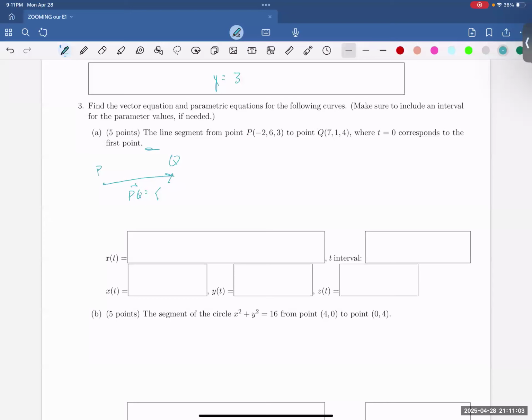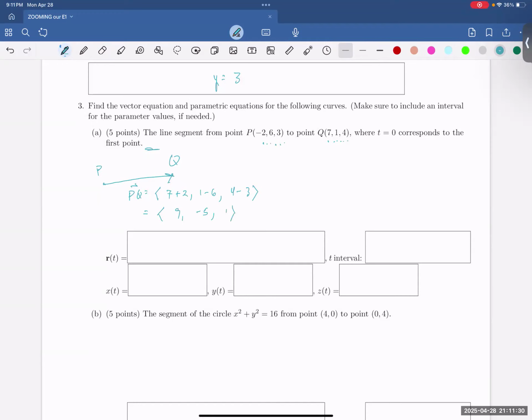Okay, so 7 minus -2, that's 7 is going to be +2. 1 minus 6, 4 minus 3, we get 9, and -5, and 1.